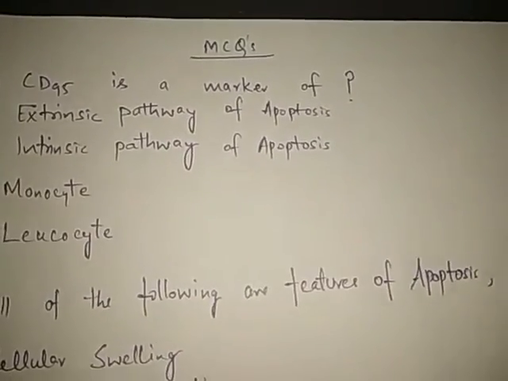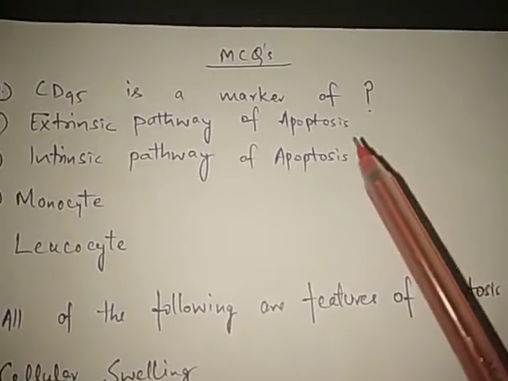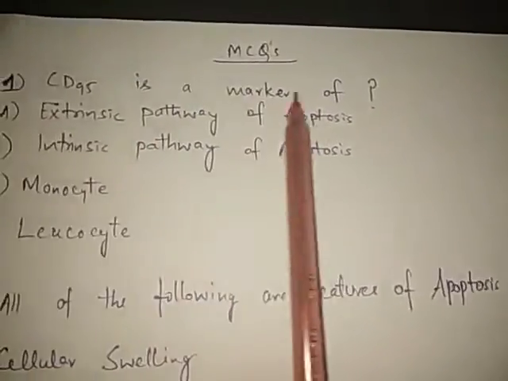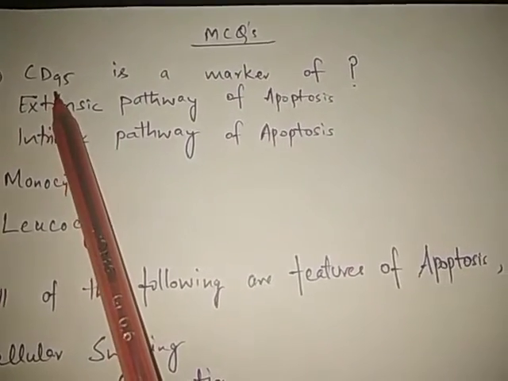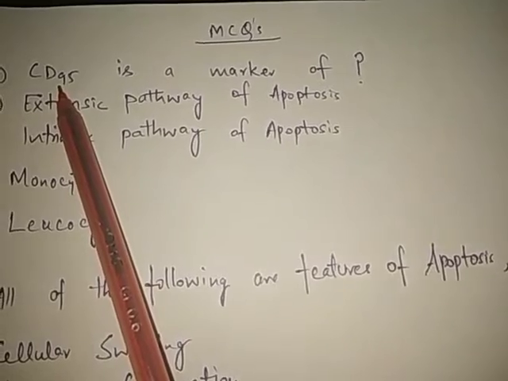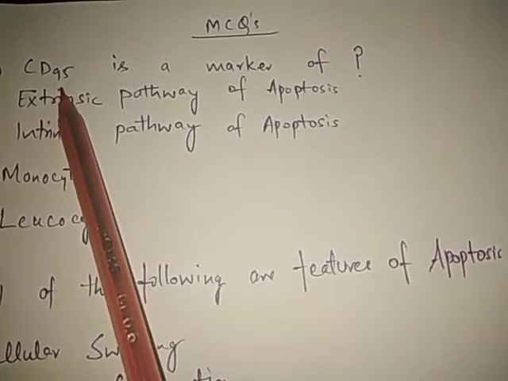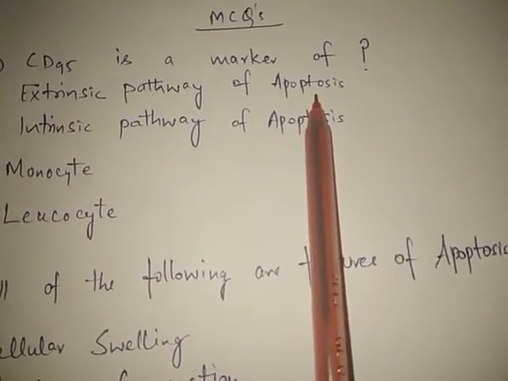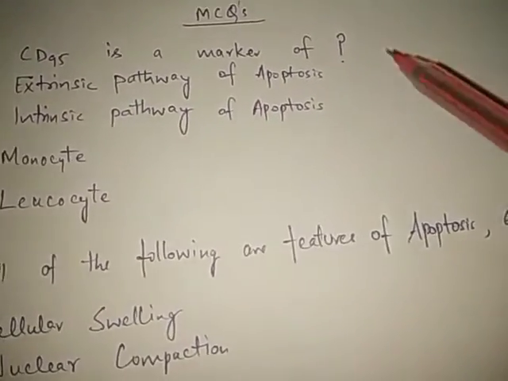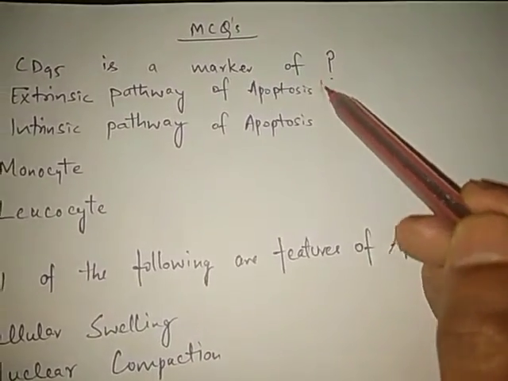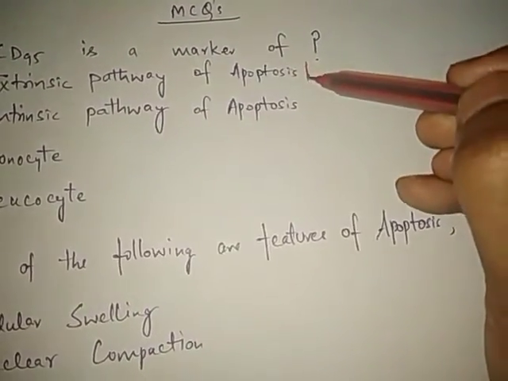Now we will discuss a few MCQs regarding our topic. CD95 is a marker of, what is CD95? CD95 is a death receptor or the Fas receptor we already discussed, and the death receptor works in which pathway? It works in the extrinsic pathway of apoptosis. So the right answer is CD95 is a marker of the extrinsic pathway.